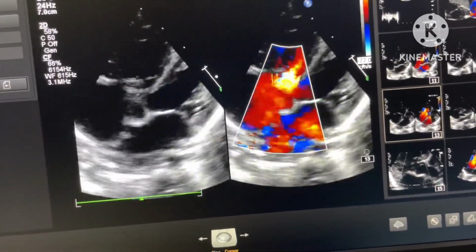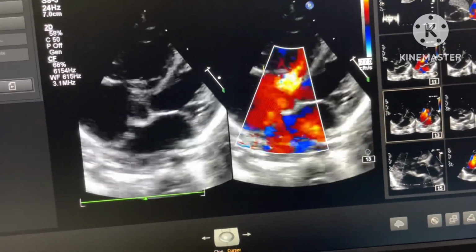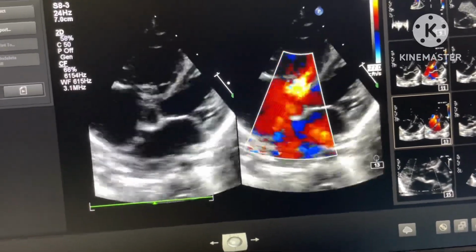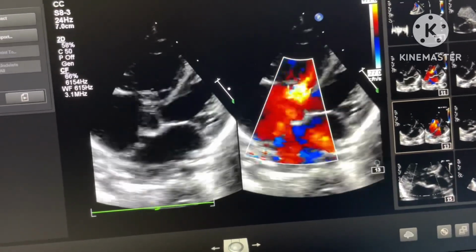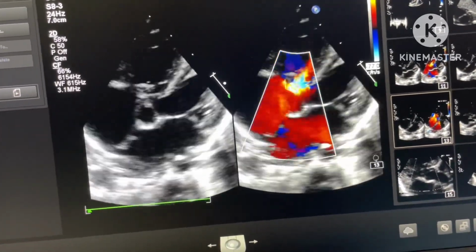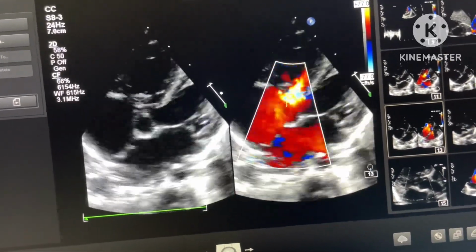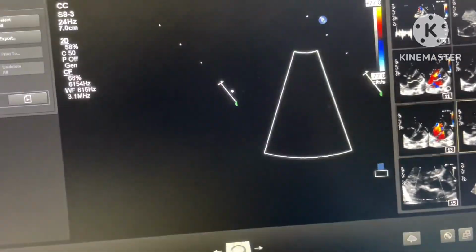Sometimes Gerbode defect is taken as TR jet, and that will show you severe pressure across this, and that will give you the false indication of severely raised RVSP. So this case is perimembranous VSD with Gerbode defect.